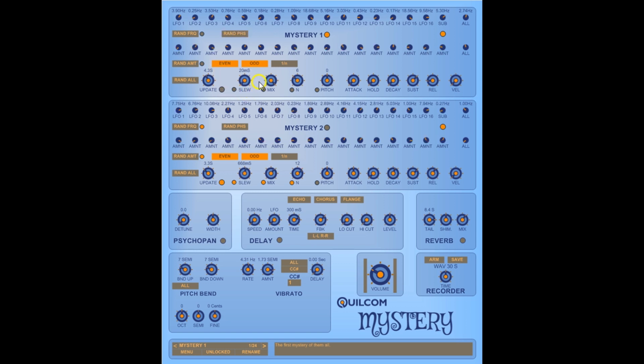Now this slew knob is very important. It's global for the whole generator, and it sets the time taken to slew or morph between two different scenes. So with it down at 20 milliseconds, the morph or slew is pretty much almost instant.